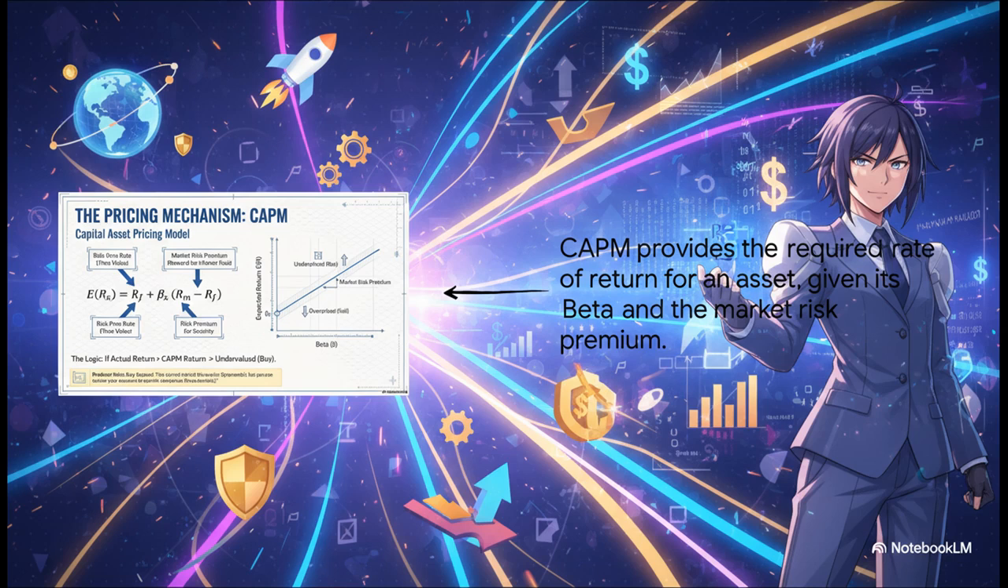And how big is that premium? Well, you take the stock's beta and multiply it by the market risk premium, which is just the extra return the overall market gives you above that safe risk-free rate. So the big idea here is that CAPM tells you the fair return you should require from an investment, given its specific level of market risk.